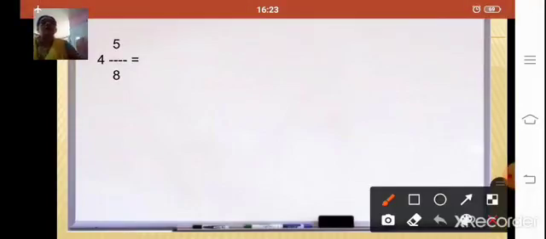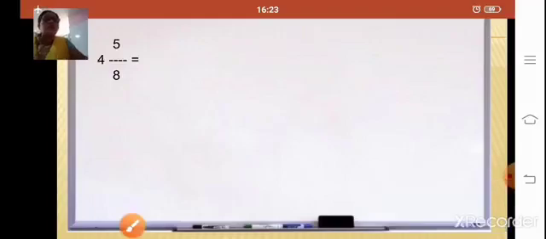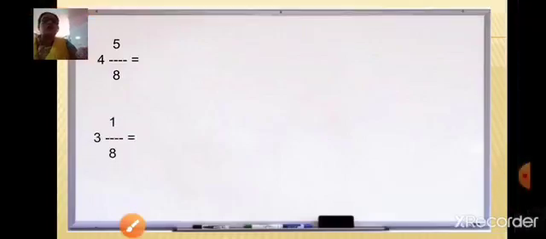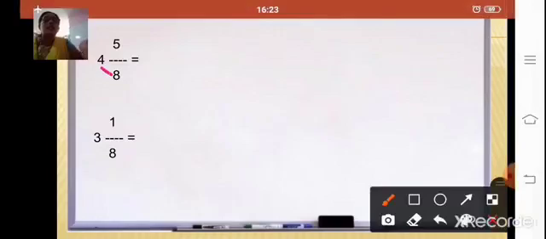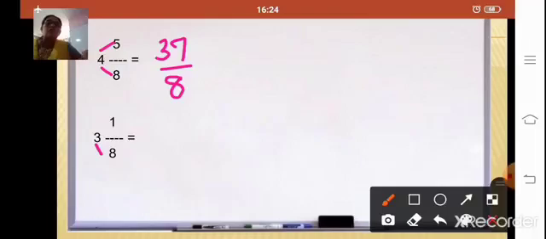When we convert it, 4 8s are 32. Now 32 plus 5 is 37/8. Let us take both the fractions together. The first fraction, 4 into 8 plus 5, is 37/8. Now the second fraction: 3 8s are 24 plus 1, that is 25/8. Now both the denominators are the same, 8.